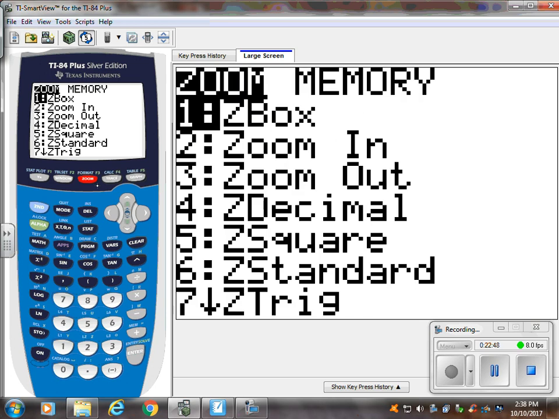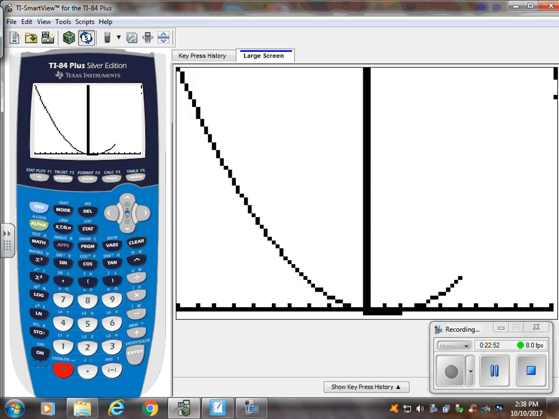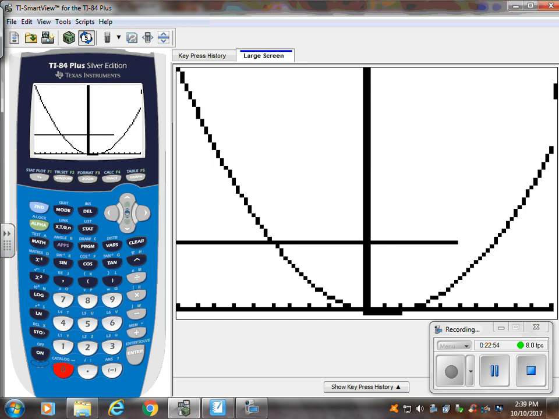Zoom 0 is Zoom Fit. And what Zoom Fit does is say fit the graph to the screen. And sometimes that works and sometimes it doesn't. Sometimes it might make it so you can see part of it and not the other part. Especially if you're wanting your max or min, because I'm not sure that I can see my max or min. I see it down here somewhere, but I'm not sure that's the bottom of it.